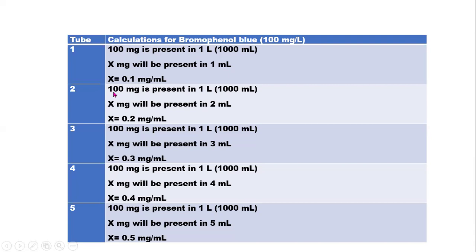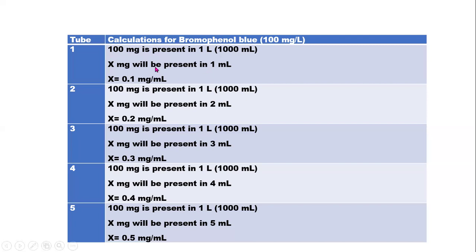Okay, so you do the same thing. 100 milligram is present in 1 liter. How many milligram will be present in 2 mil? You remember that you were given a stock of dye. You add 1 mil of dye, 4 mil of water; 2 mil of dye, 3 mil of water; 3 mil of dye, 2 mil of water; and 4 mil of dye, 1 mil of water; and 5 mil of dye without adding any water. So that is where we have this calculation.